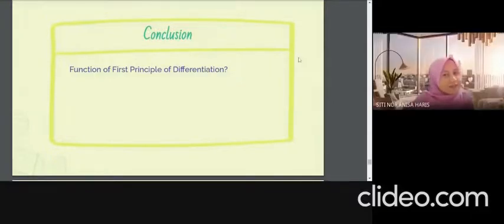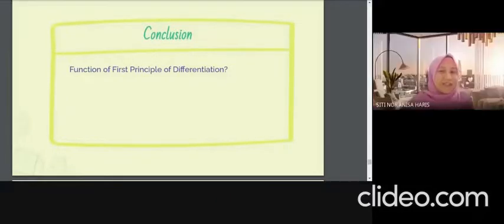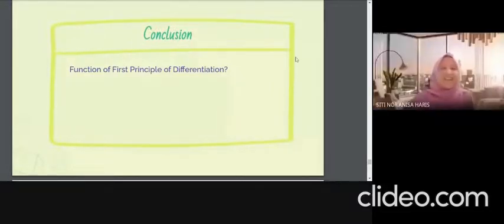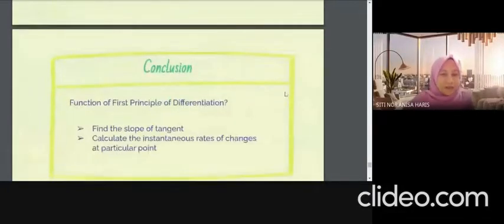And then, I forgot the second one. Nadira, do you remember the second function? Can you help Hafiza? We want to find the instantaneous rate of change. Yes, correct. Five stars for both of you. So the function of the first principle of differentiation is to find the slope of the tangent and to calculate the instantaneous rate of change at a particular point.